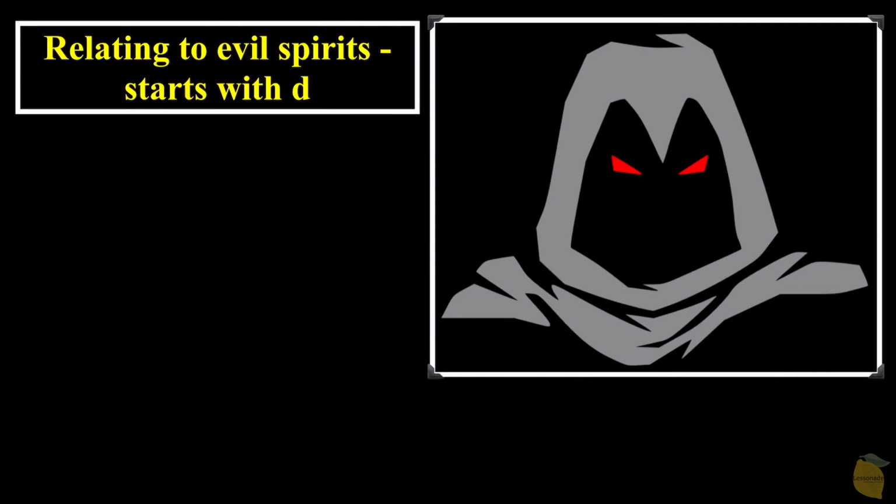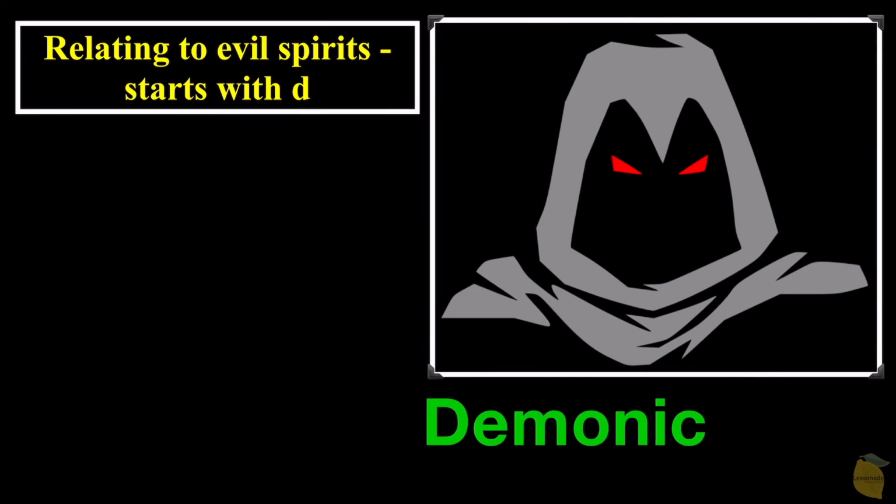Next definition is relating to evil spirits, starts with D. In this picture, we can see an evil spirit. So the word is demonic. Let's go on to the next one.